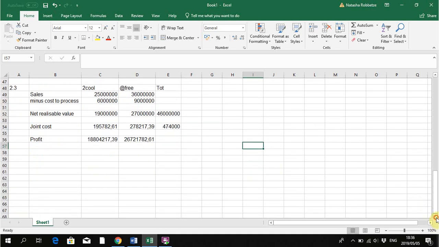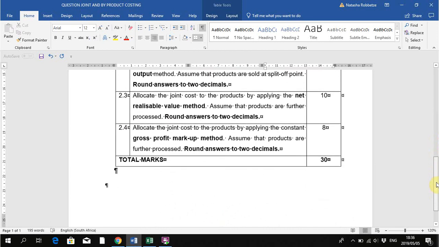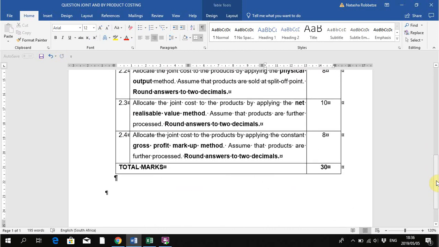Then in 2.4, I think this is, I want to say, the most tricky one. And this is the calculation for the gross profit markup method. So if they ask the markup method, there's a certain process that needs to be followed. Please note that they again say in 2.4 that assume that products are further processed. That is very, very important information to look at because it will affect the sales price that we use. So they say here the gross profit markup method should be used. Right, so how do we do that?